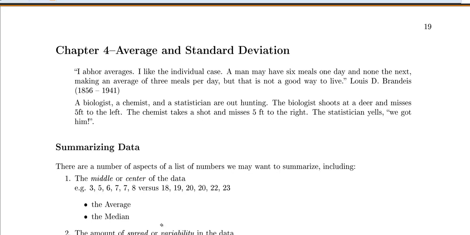Well, if you're comparing these two data lists, 3, 5, 6, 7, 7, 8, that's quite a bit different from 18, 19, 20, 20, 22, and 23. The only difference here is the center, or kind of the middle of the data. And we can measure the middle of the data with the average or median.